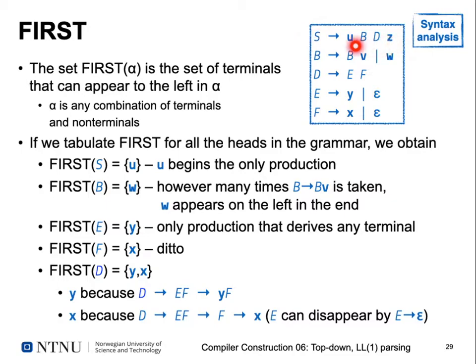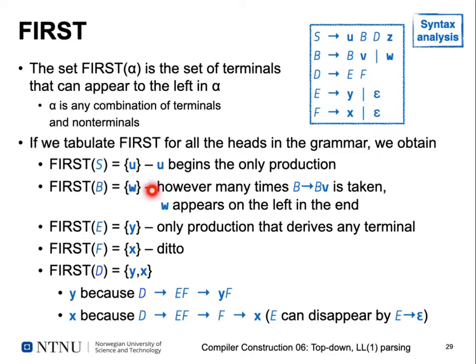So we take a look at the only production for S, and we know there's a U at the beginning of this production. So we know U is the terminal symbol that starts the only production that can be derived from S immediately. Let's take a look at B. Now, this is a W.